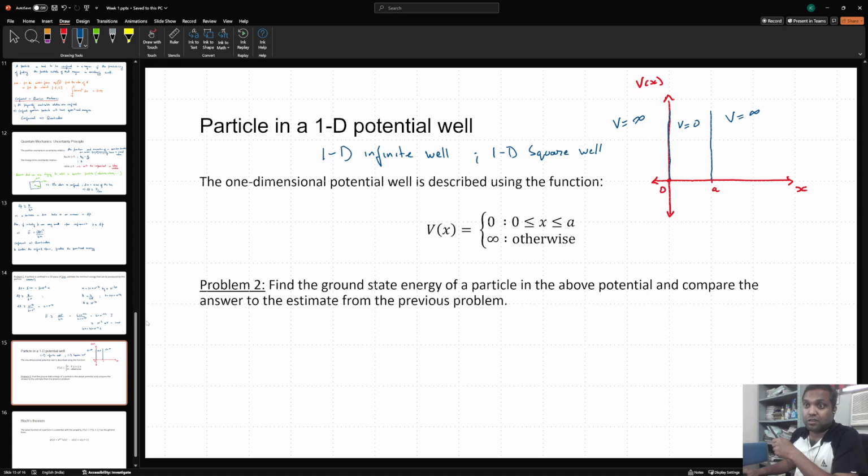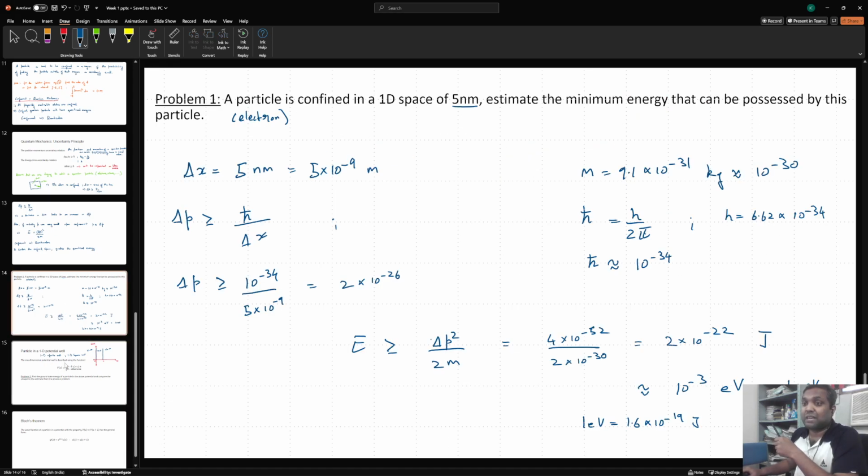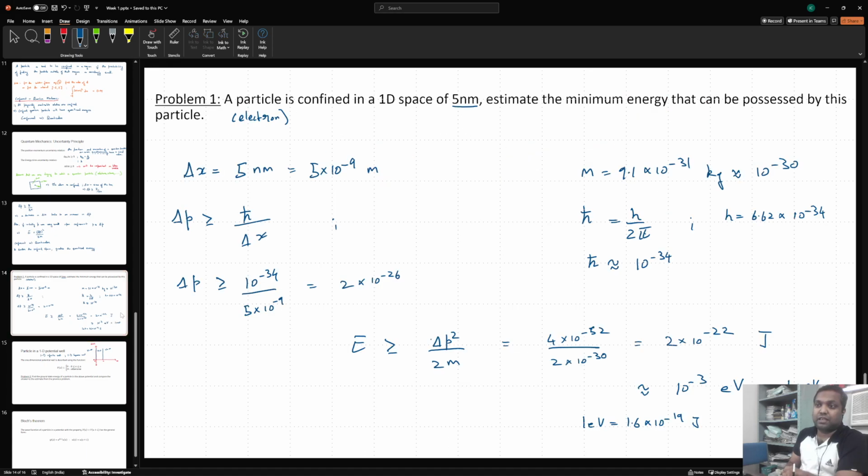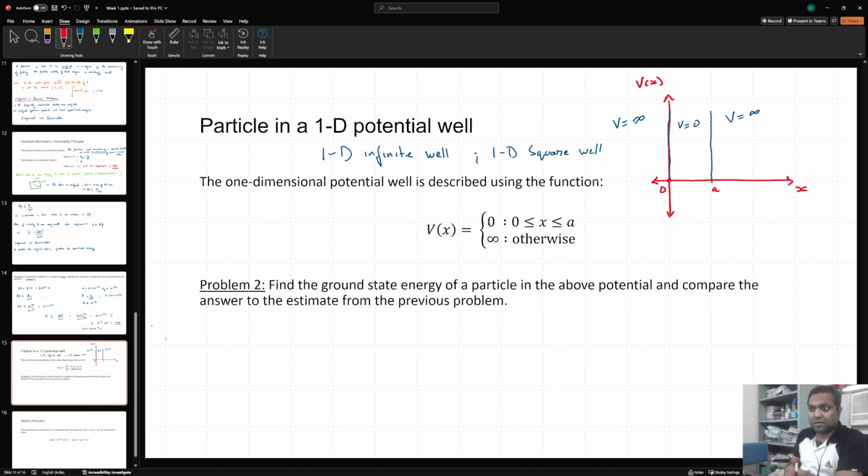So when I was talking about a confinement in 1D space, I was talking about some kind of a potential like this. Now, why is this confinement? I shouldn't have mentioned confinement here, but let us see how this is a confined state. So essentially, this is the potential, and we are going to try to solve for the ground state energy of a particle in the above potential. And we are going to compare this to the estimate that we made, the estimate being 1 millielectron volt. Again, it's a very soft approximate value, but let us see how well it holds up.